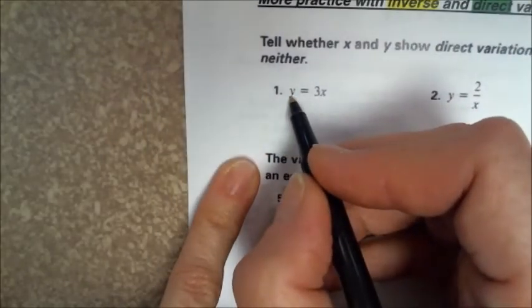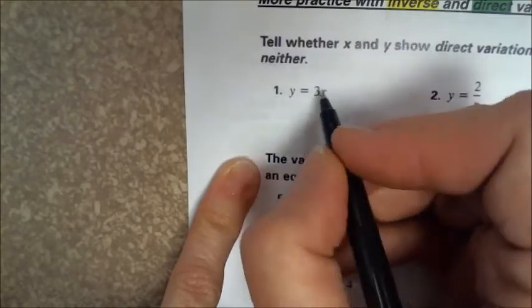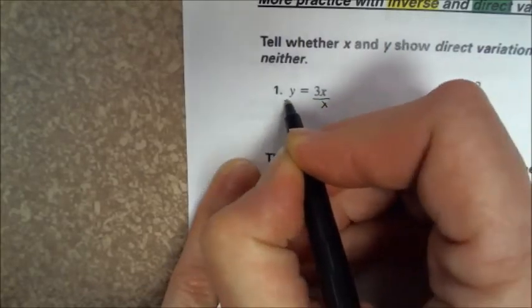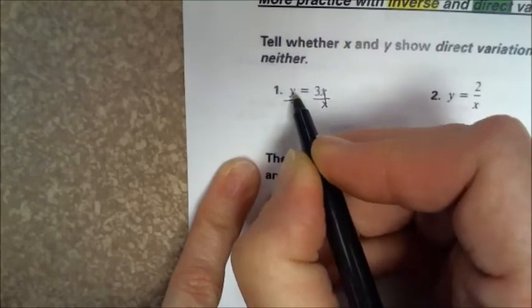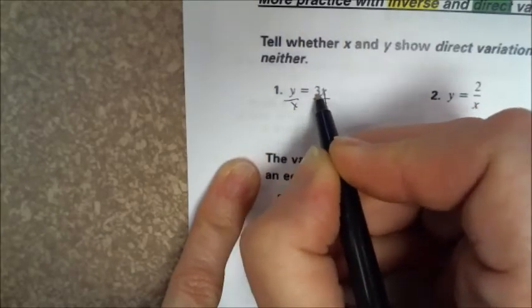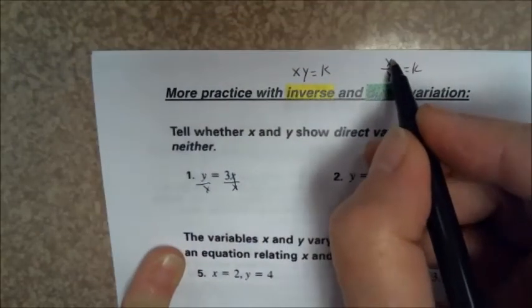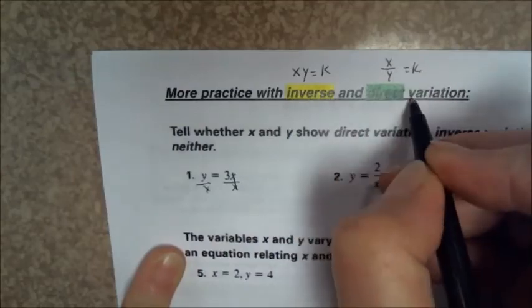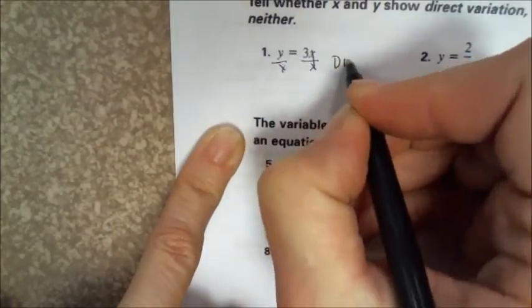Okay, if you remember y equals 3x, well, if you divide both sides by x, to get rid of that x, you have y over x is equal to 3. So that forms the y over x equals k. That is the form of direct variation.